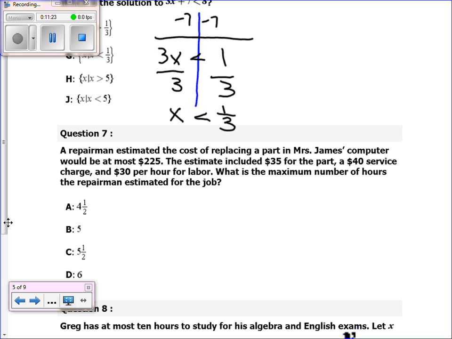You don't have to necessarily set up an algebraic equation or an algebraic inequality. You can just go ahead and solve it like this. So add the 35 and the 40 together and you'll get your $75. Subtract that from 225.